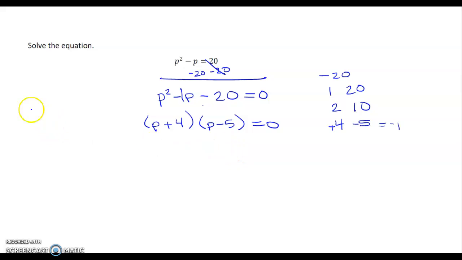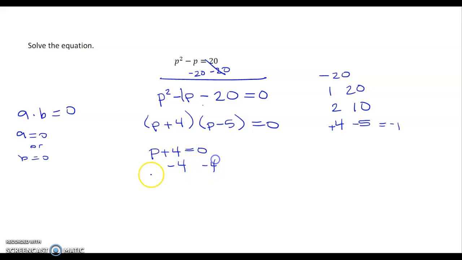Okay, now at this point we're going to use a property that says if a times b equals 0, then either a has to equal 0 or b has to equal 0. And so what we're going to do is solve for the values that give us 0 for this parentheses, for this factor. So we'll have p plus 4 equals 0.